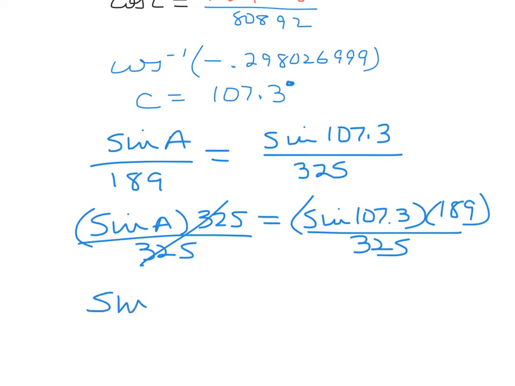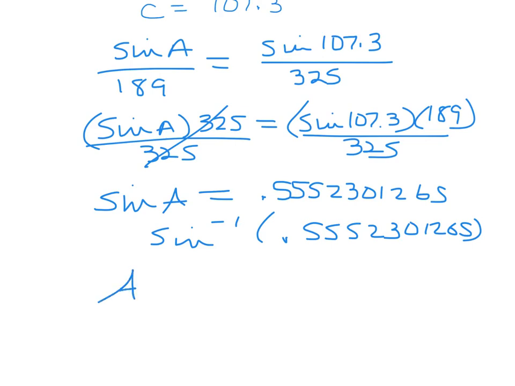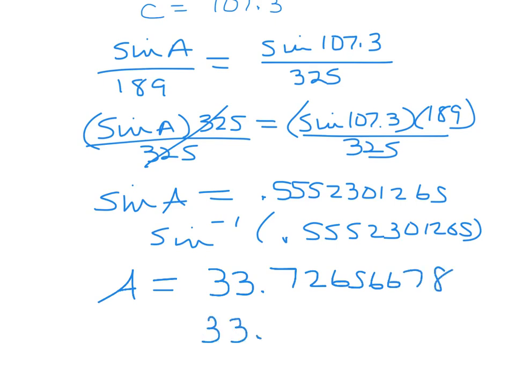and I get sine of A is equal to 0.555230165. Again, inverse, because it's an angle measure. And then once I do that, angle A is 33.72656678. I'll round it to the tenths, 33.7 degrees.